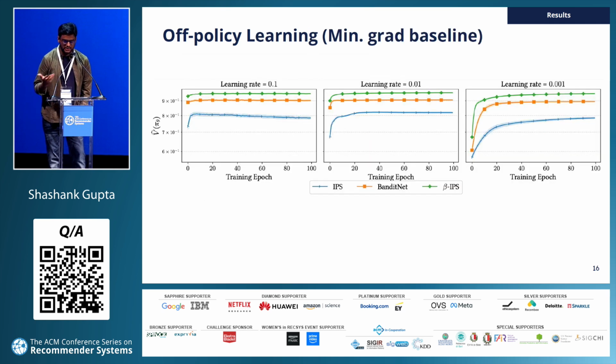Now does it work with off-policy learning? Again, we run experiments on the Open Bandit Pipeline. We train a policy offline and then evaluate it in an online fashion, so we are measuring the value of the policy online. So the higher, the better. Again, the green one is our method, and the orange one is BanditNet, which also uses a baseline correction, but a constant baseline correction. And the blue one is IPS. Under different settings, our method results in the highest test policy value.